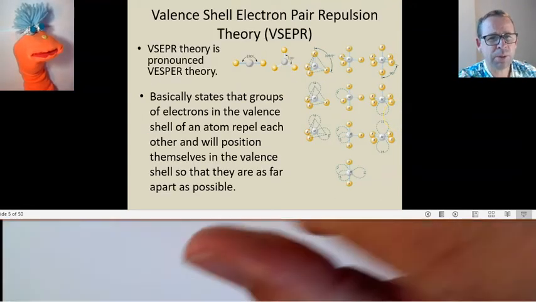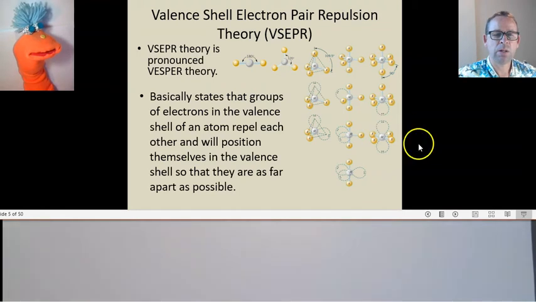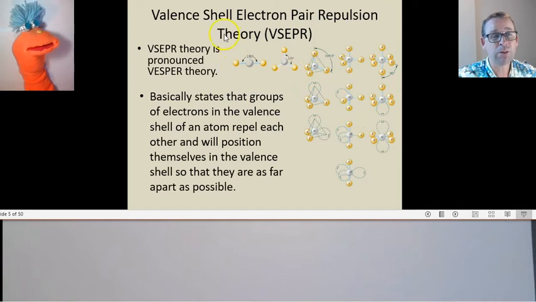Now, the shape depends on this number of domains because those domains try to spread out as far as they can. They try to get as far away from each other as they can, and this is called VSEPR theory, or the valence shell electron pair repulsion theory. The VSEPR theory is basically saying that all of your surrounding atoms on the outside of the central atom, whether they're bonding atoms or non-bonding regions of electron density, try to get as far away from each other as they can.